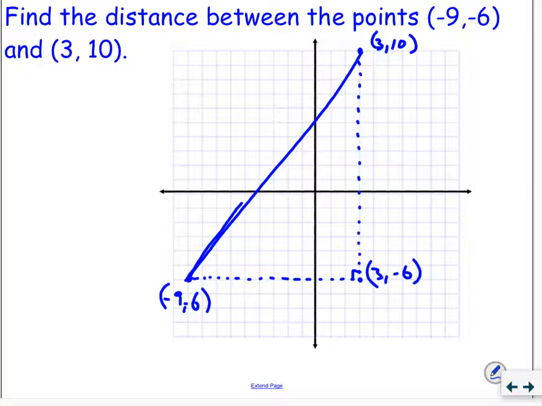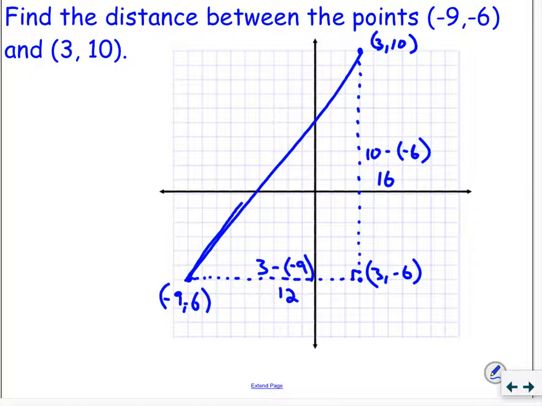So let's talk about how to find the distance horizontally. We could count the boxes, but also realize that what you're doing is you're saying, what's the change? If I do 3 subtract -9 or 12, my distance is 12. Likewise, if I go 10 subtract -6, my distance between the points is 16.